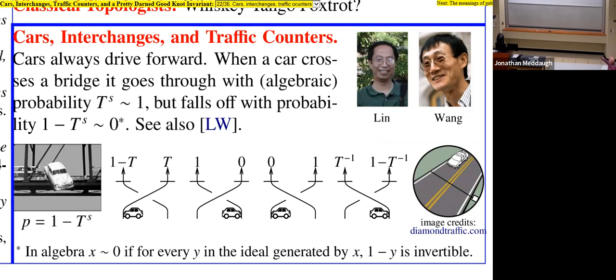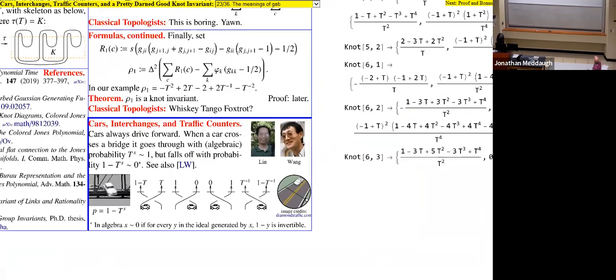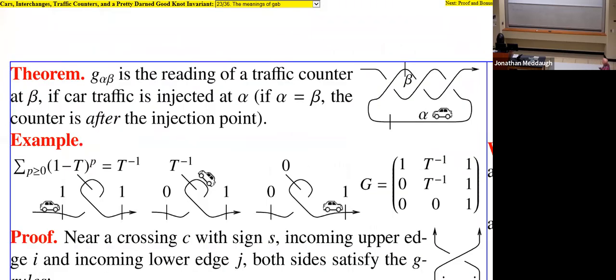Or if I run a stream of cars from here, t percent of it will go here, and one minus t percent of it will be measured by this counter. Okay, and likewise for negative crossings, except t gets replaced by t inverse. Is it clear what the rules of traffic are? Good.